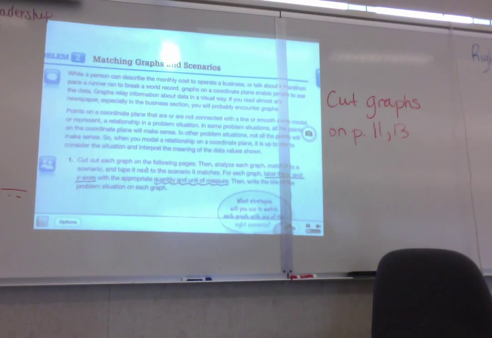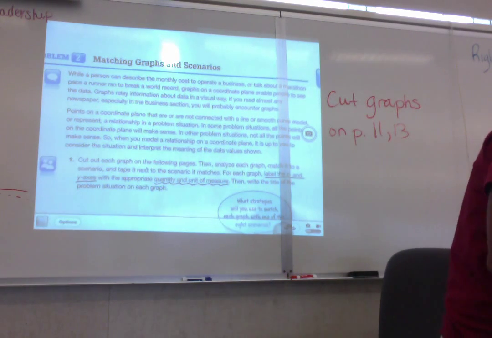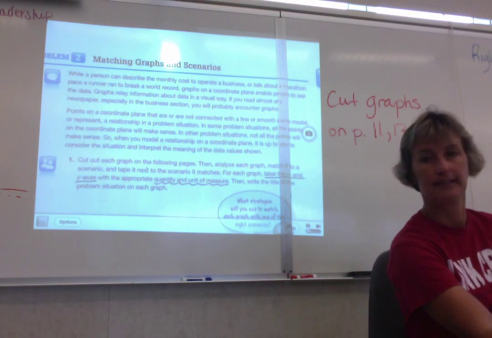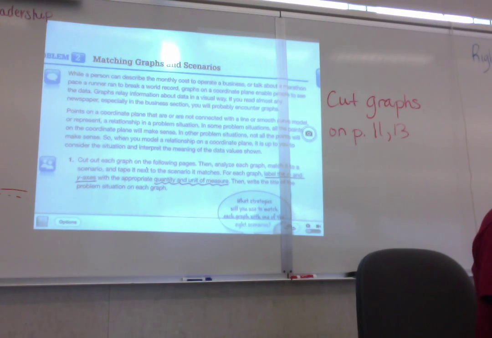And there we go. Good. Somebody read where it says number 1. Jerry: Cut out each graph on the following pages, then analyze each graph. Match it to a scenario and tape it next to the scenario it matches. For each graph, label the x and y axis with your approximate quantity and unit of measurement. Then write the title of the problem situation on each graph.